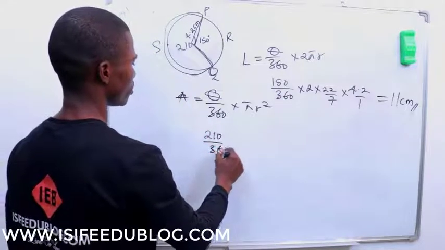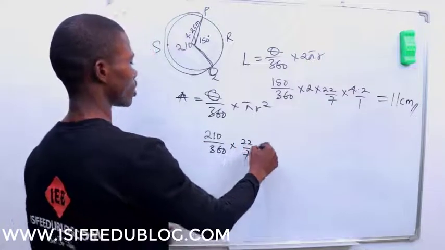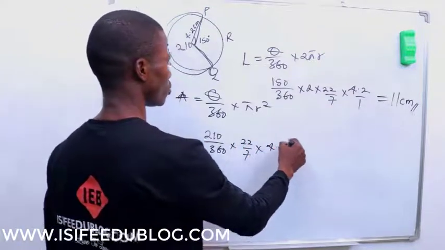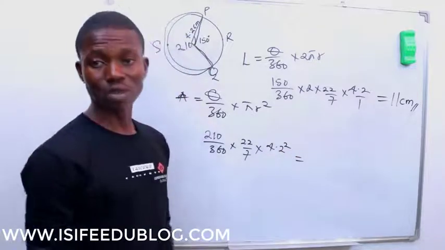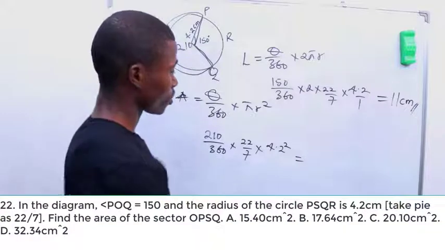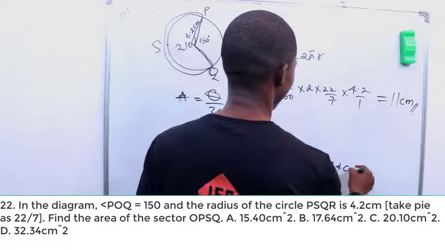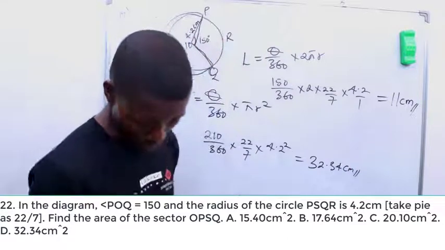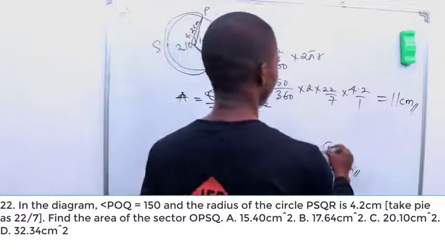So our angle here will be 210 over 360 times pi is 22 over 7 times our radius is 4.2 squared. Okay, so I will punch everything once with my own calculator. So our answer is 32.34 cm. Let's quickly go and check our option and know which one. Option number D. This is option number D.